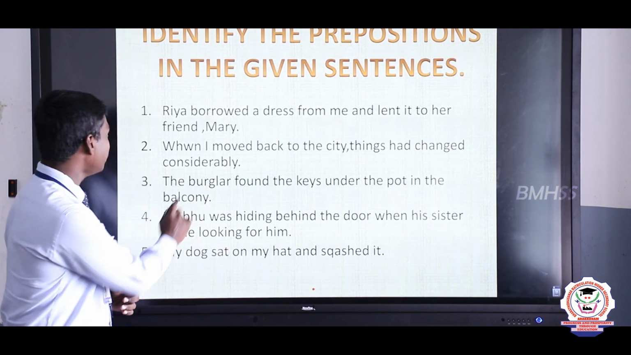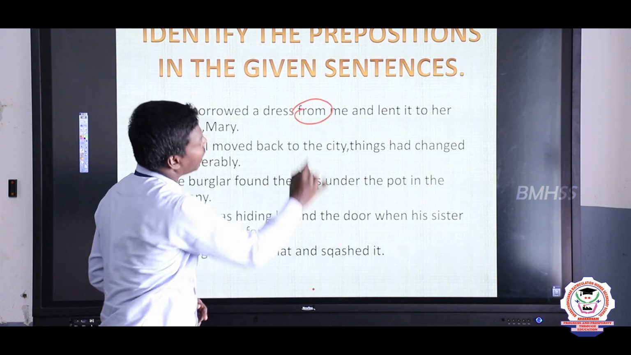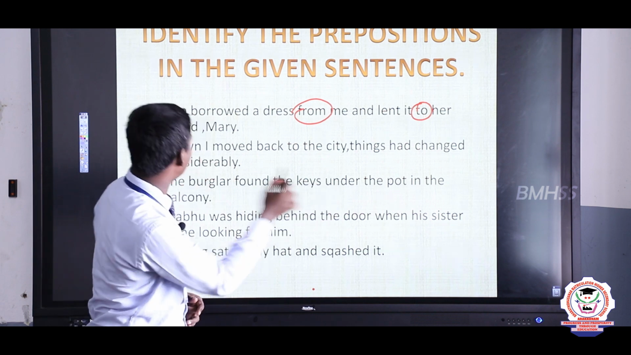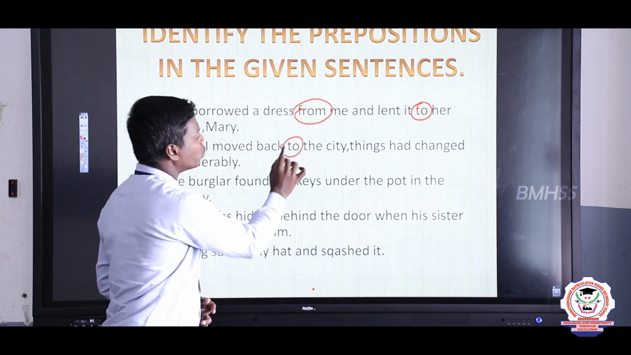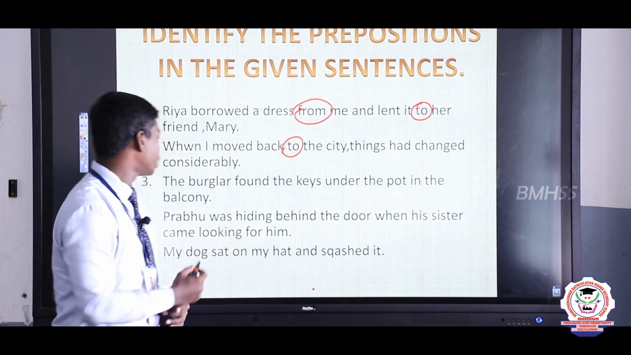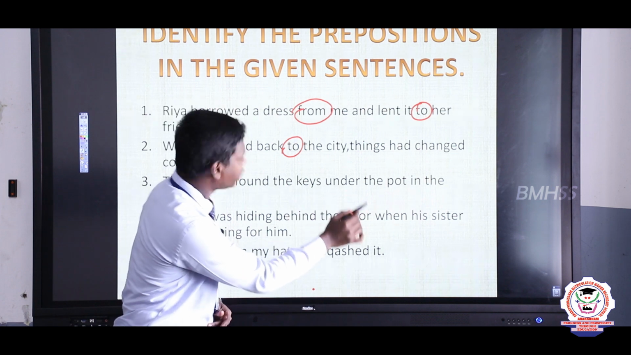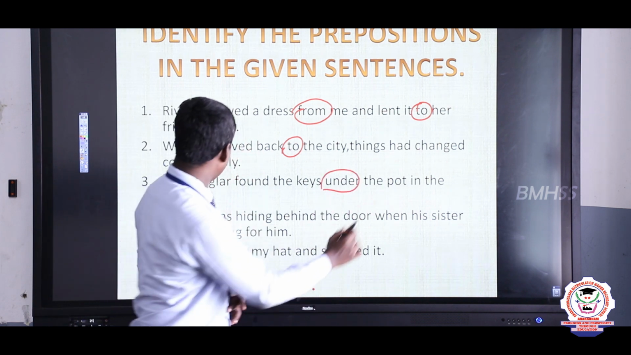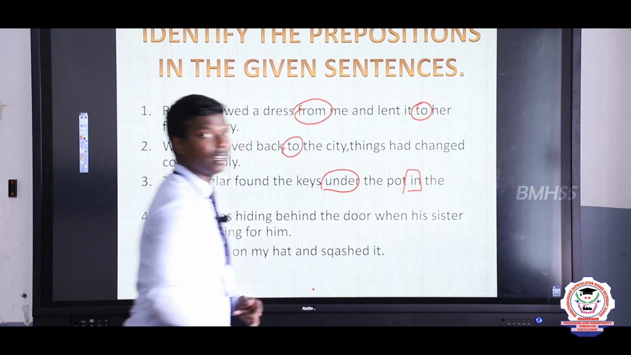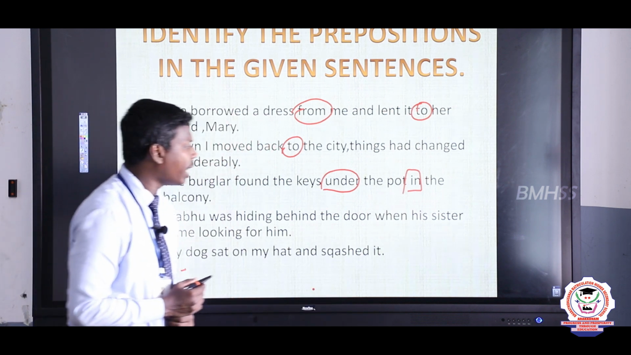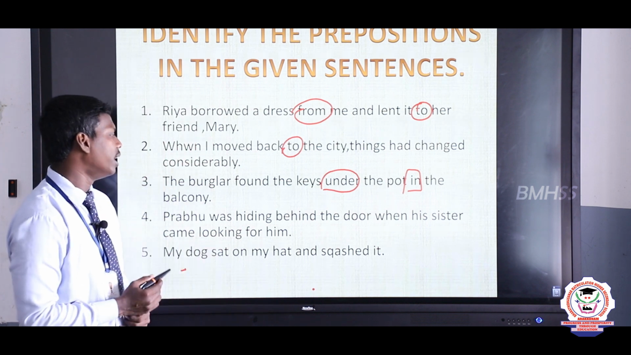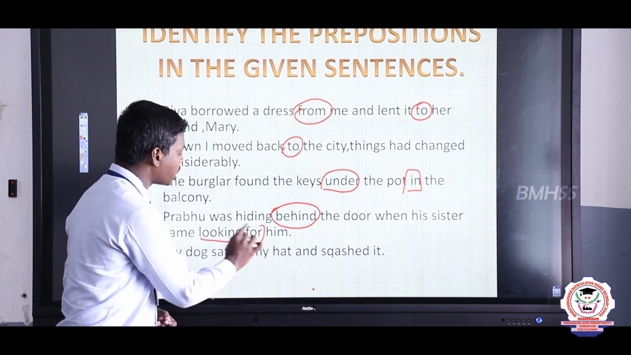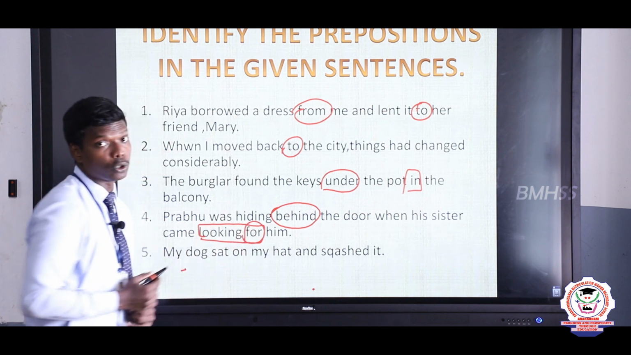Students, we have seen the first thing: from and to. These are all prepositions. When I moved back to the city, things had changed considerably. Here the word to, back to the city, is a preposition. The burglar found the keys under the pot in the balcony. What prepositions do we have? Prepositions of place: under, and in the balcony, which refers to the area. Prabhu was hiding behind the door when his sister came looking for him. Behind is a preposition of place, and look for is a phrasal verb, where for is a preposition here.